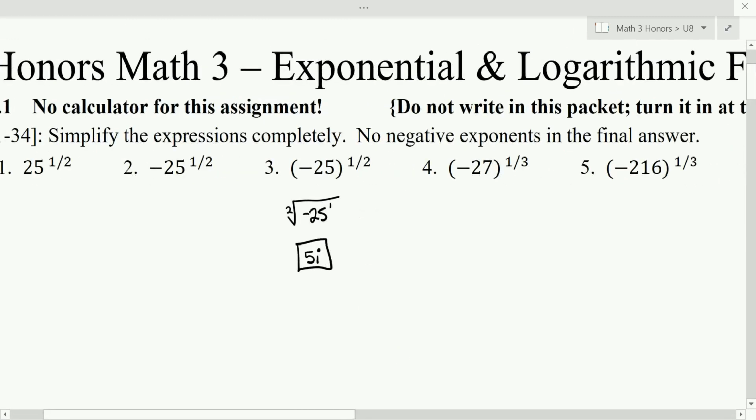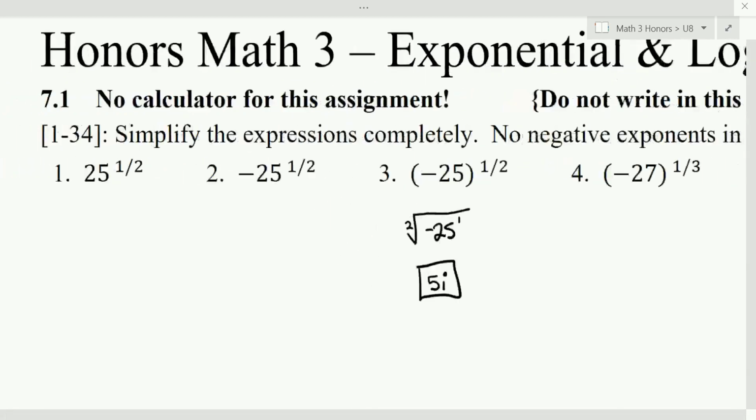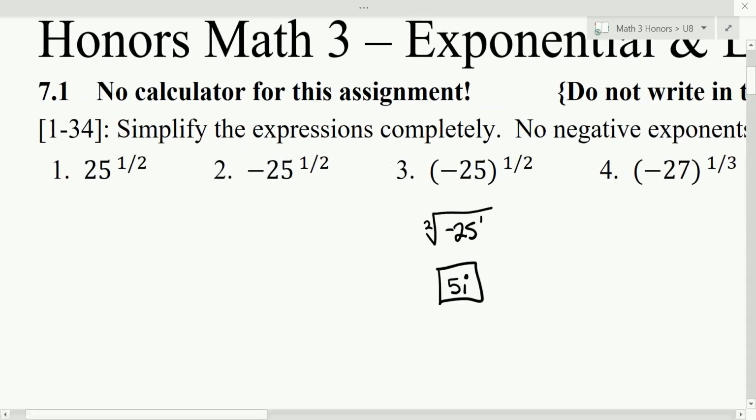How does that compare with number 2? Let's go back and do number 2. Should we get the same answer? Why not?